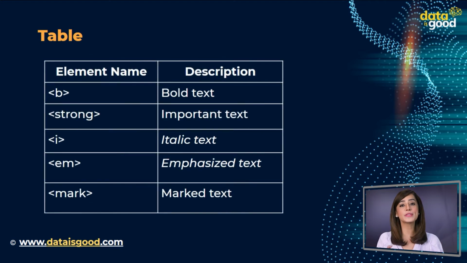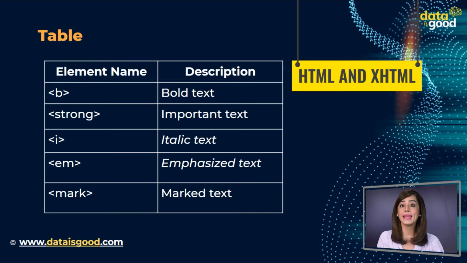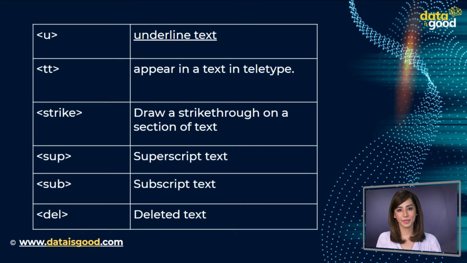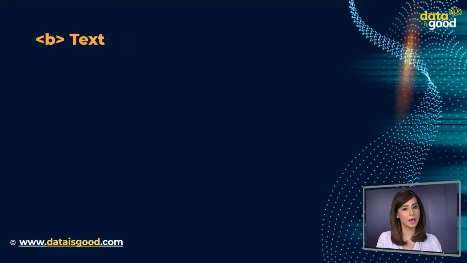This table shows the 14 options available for how text appears in HTML and XHTML. Bold text, important text, italic text, emphasized text, marked text, underlined text, monospaced text, strike through on a section of text, superscript text, subscript text, deleted text. Now let's see each tag one by one.